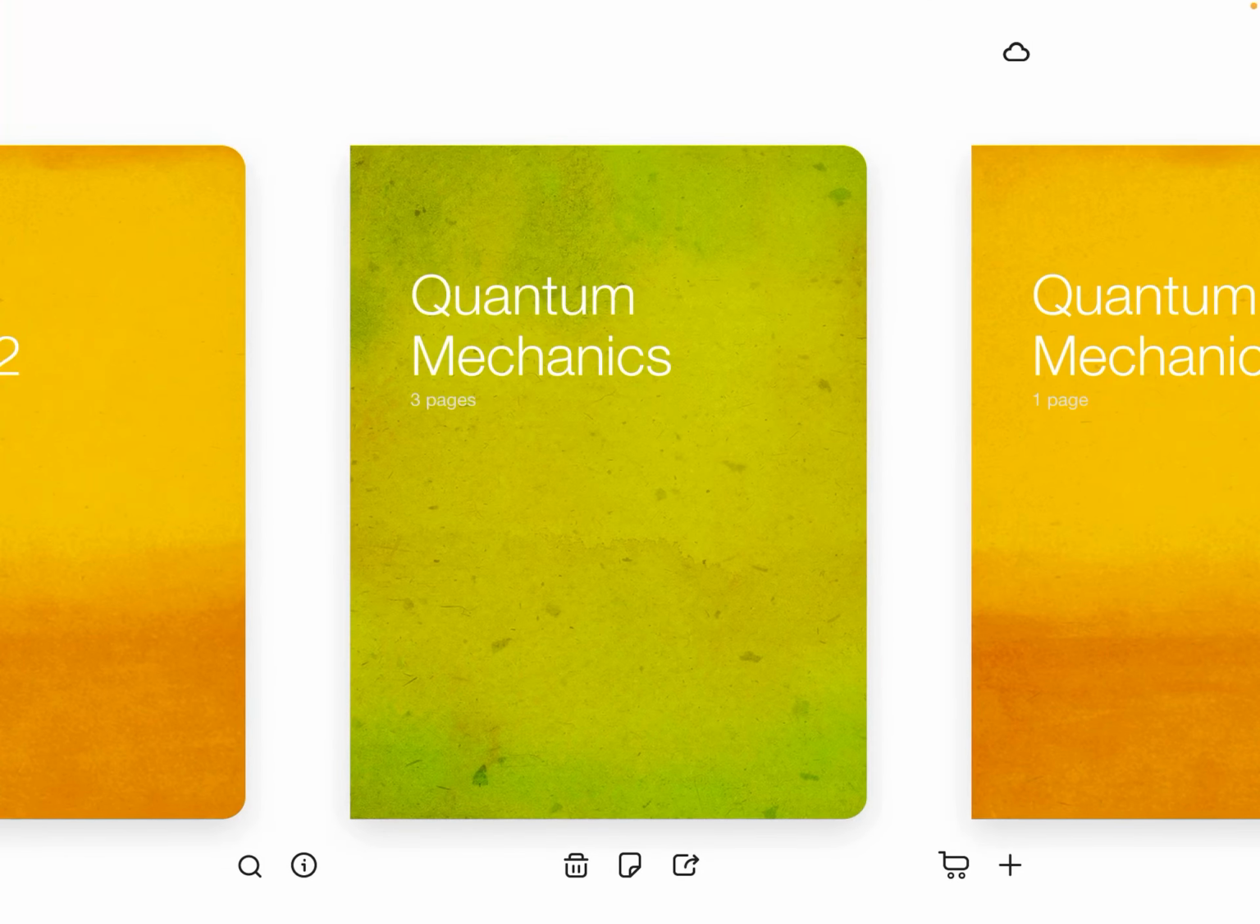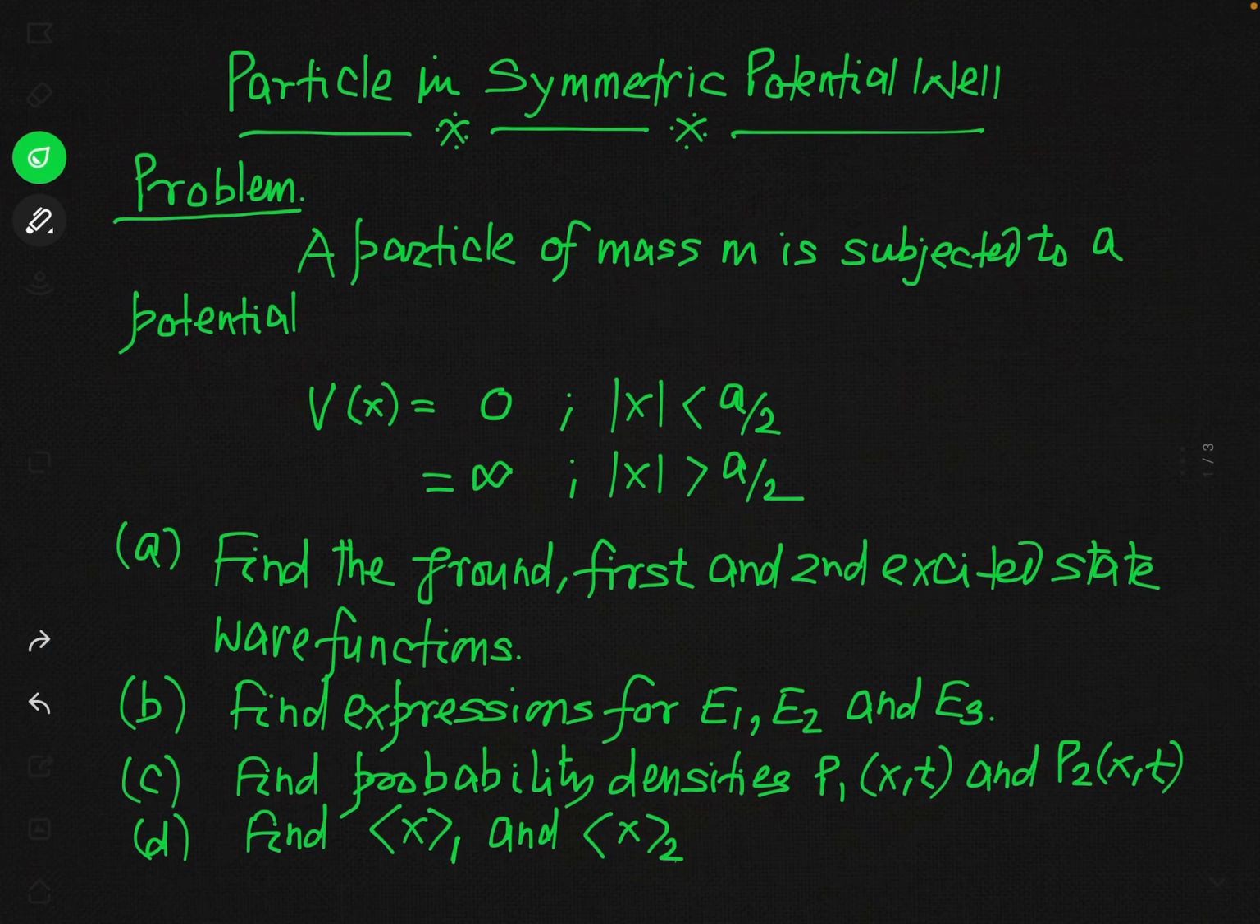In the previous lecture we discussed the problem of the symmetric potential well. In an infinitely deep symmetric potential well, a particle of mass m was confined, and we found the eigenstates and the energy eigenvalues in that condition. Now, in this lecture, we are going to solve a very important problem based on this idea.